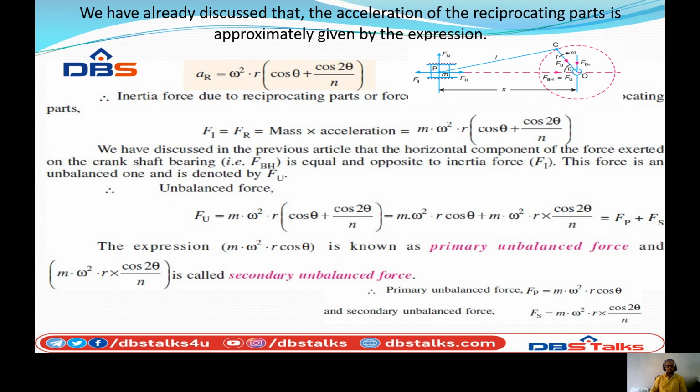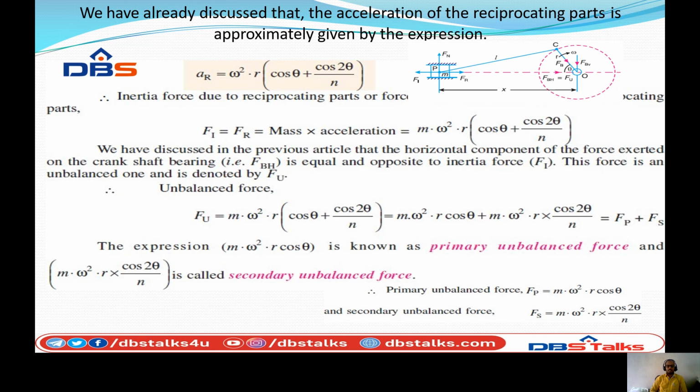We already know the value of acceleration, that is AR is equal to omega square r into cos theta plus cos 2 theta by n. The inertia force due to the reciprocating parts, Fi, is equal to mass into acceleration. So inertia force is m omega square r into cos theta plus cos 2 theta by n. In the previous article, we calculated the horizontal and vertical components. So the horizontal component of force exerted by the crankshaft bearing, that is FBH, is equal and opposite to the inertia force Fi.